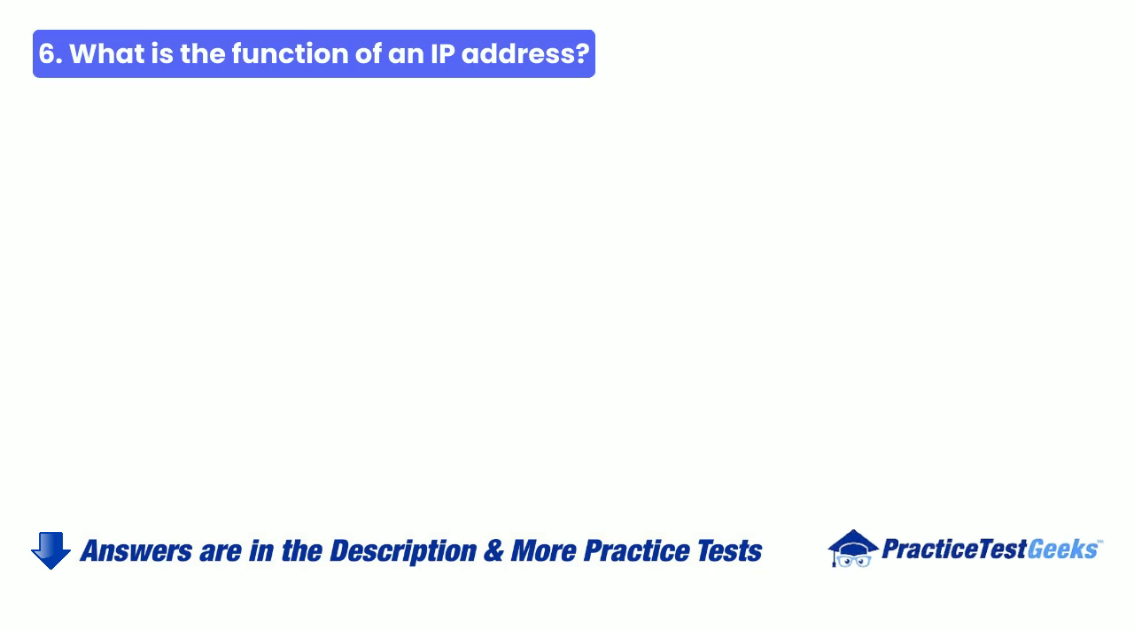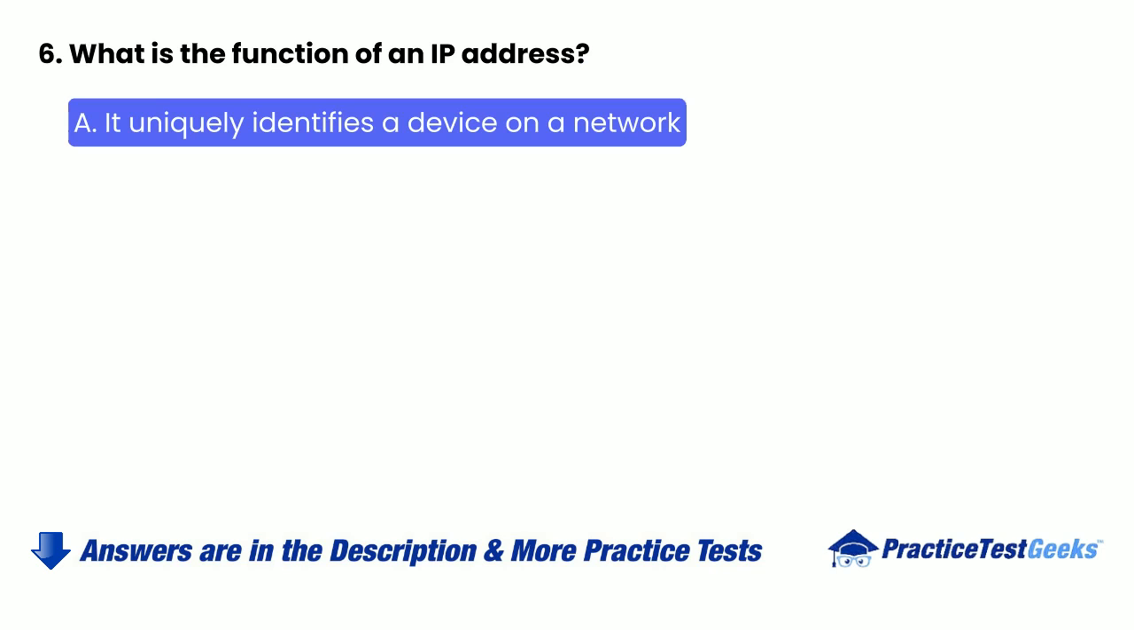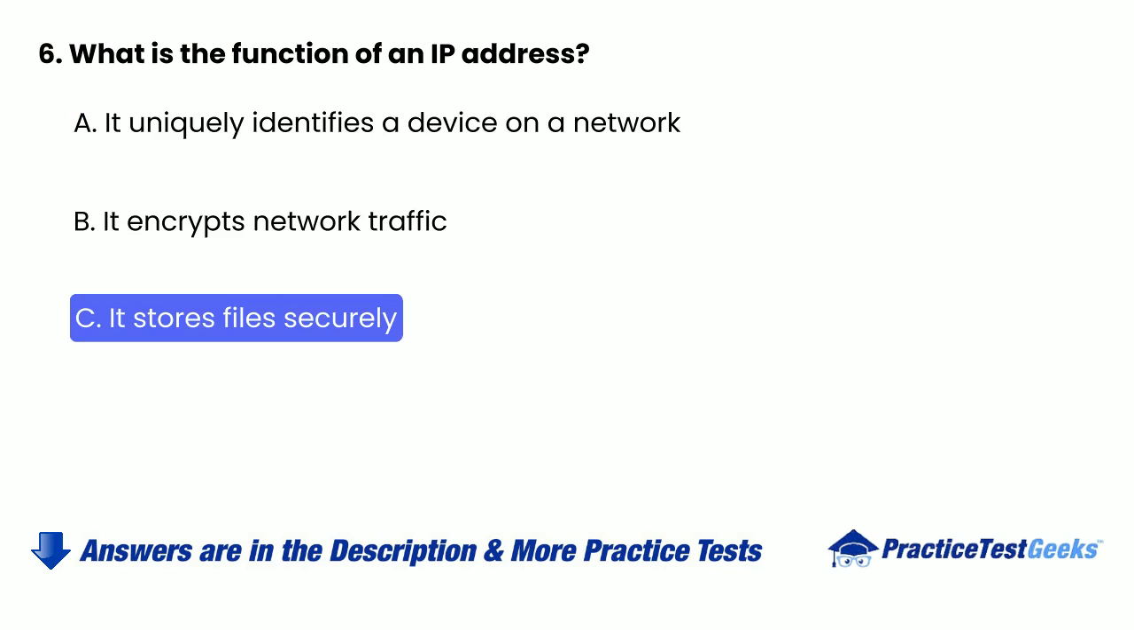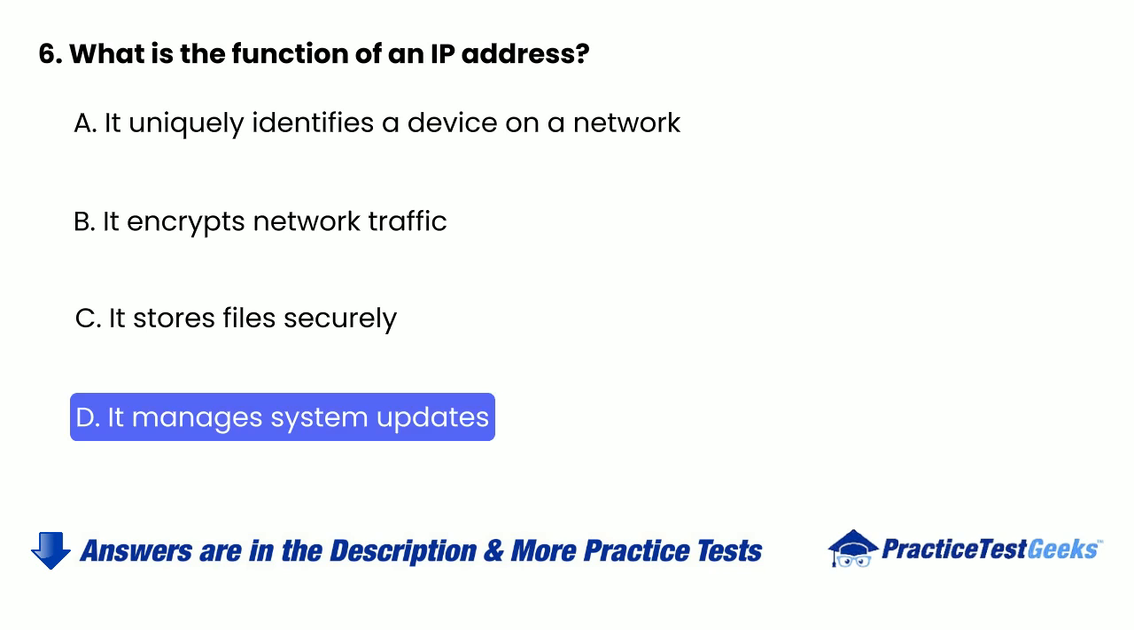6. What is the function of an IP address? A. It uniquely identifies a device on a network. B. It encrypts network traffic. C. It stores files securely. D. It manages system updates.